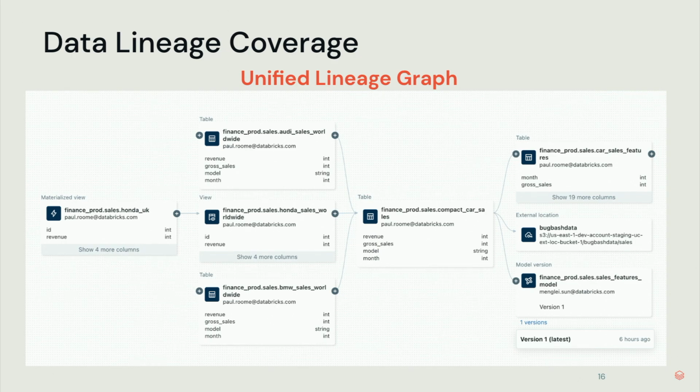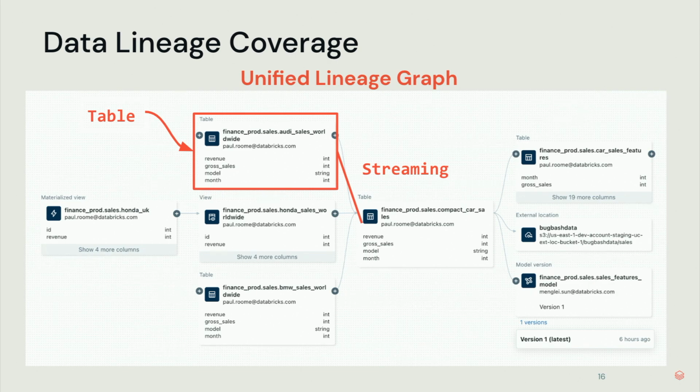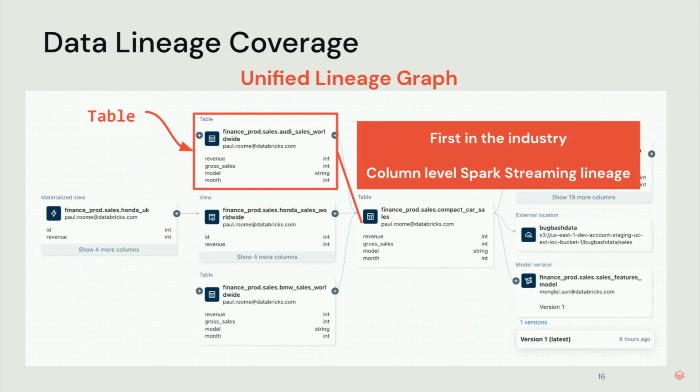Here's the highlight. Get back to the unified lineage graph. It starts from a table. Now it can stream to another table. In this case, Spark streaming lineage is supported. We partnered with the Spark committer to deliver the first and the most accurate Spark streaming lineage in the industry.